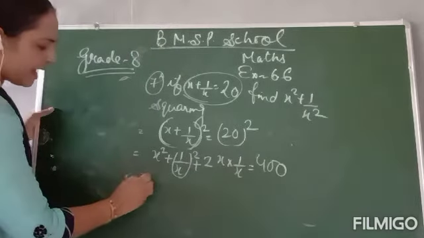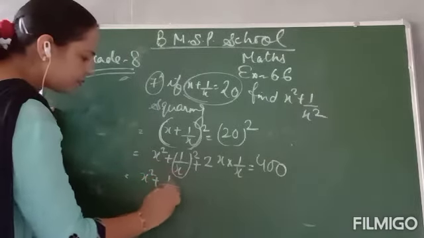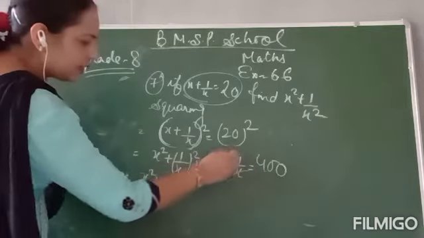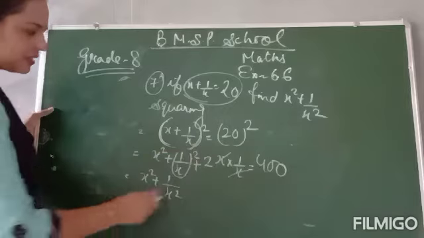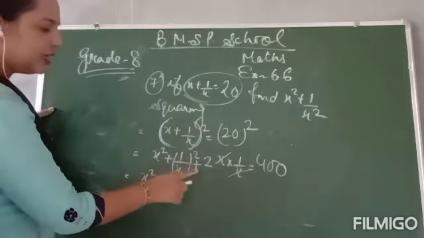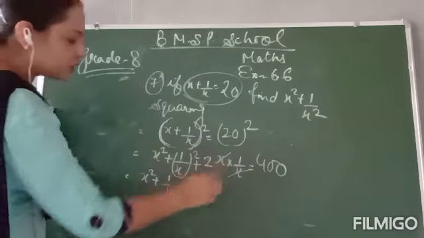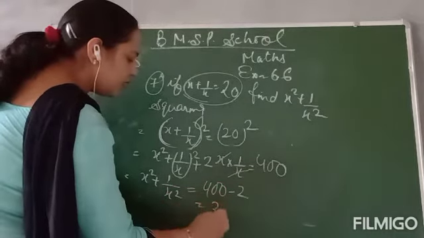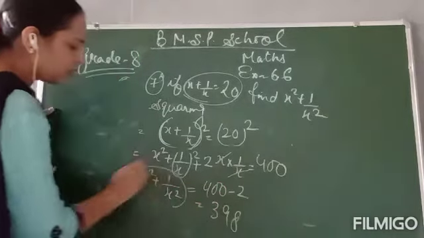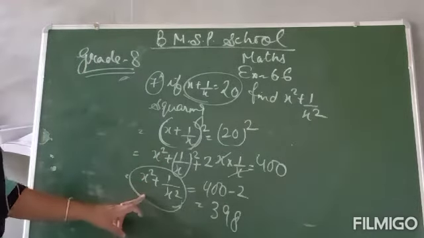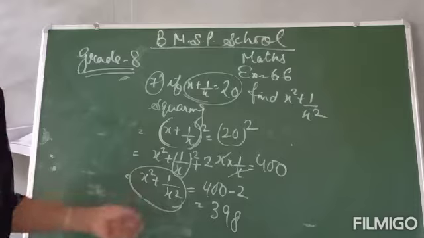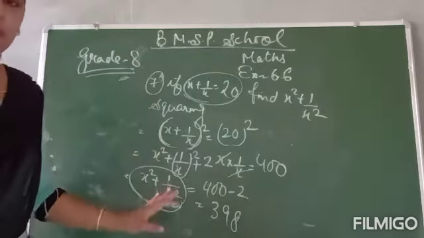Now x square plus 1 by x square, I want the value of this term. 2 cancels with x, cancels with x. When this 2 goes to this side, it is a plus sign, but when it goes to the other side, it becomes 400 minus 2, 398. So I got the value of x square plus 1 by x square. Other parts you will solve by yourself till the 12th question. All questions are the same. Okay.